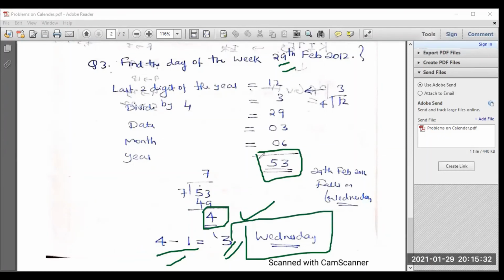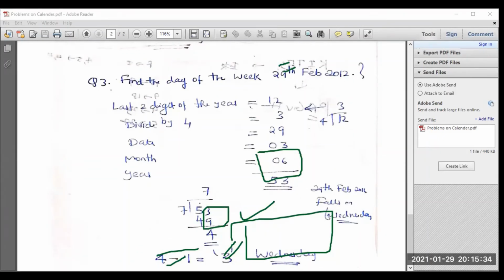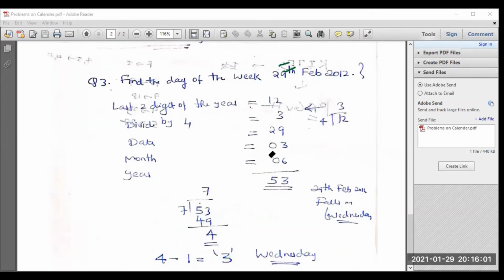If you want, you can verify. See, 29th February 2012. I have to go to 2012 first. 2012, correct? Then February month, and 29th. See, it's absolutely the day falls on Wednesday. So this is a simple method related to calendar, finding out the day from a given date. One date will be provided. They will be asking that this date falls on which day.